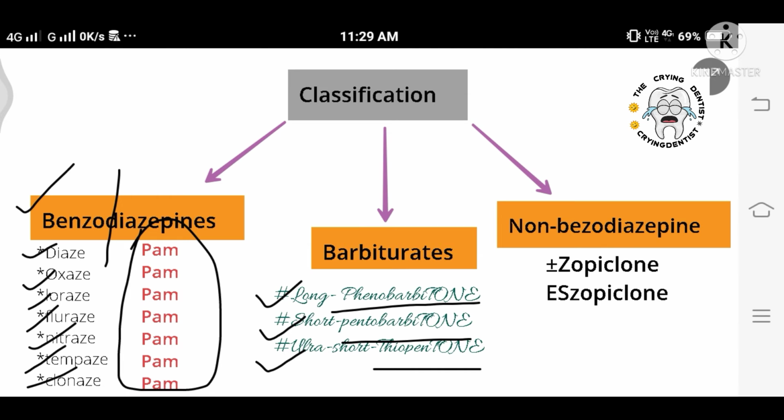Non-benzodiazepines are less effective than the benzodiazepines, but include two drugs, zopiclone and eszopiclone. Remember the last word, clone.